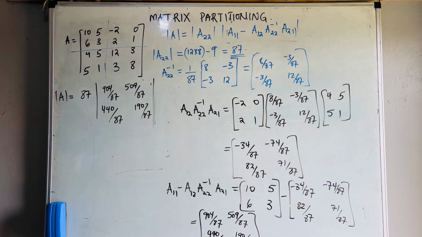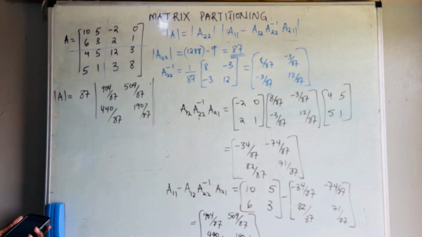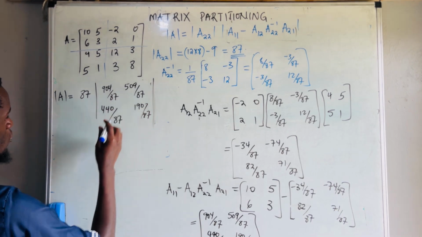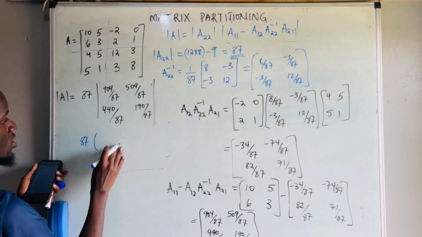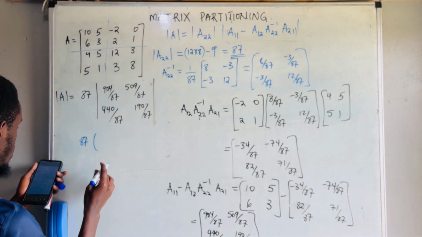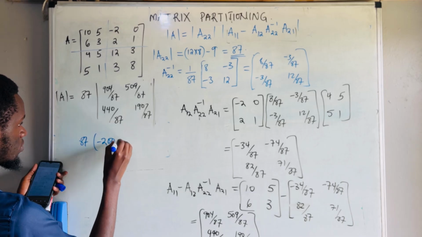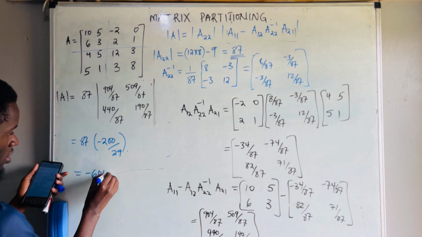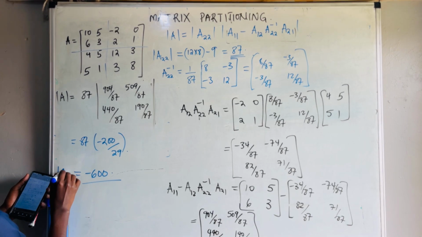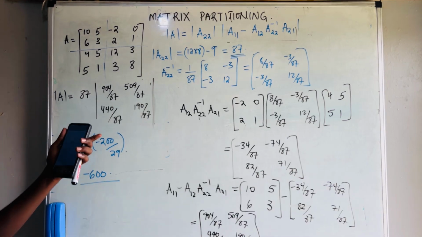Now, after multiplying 904 over 87 times 190 over 87, and then you subtract, you shall have 87 times this. Now this multiplication, if you multiply and then subtract, you shall have negative 200 over 29. And then lastly, we get our answer as negative 600. And this could be a simpler way of finding the determinant of a matrix using partitioning.